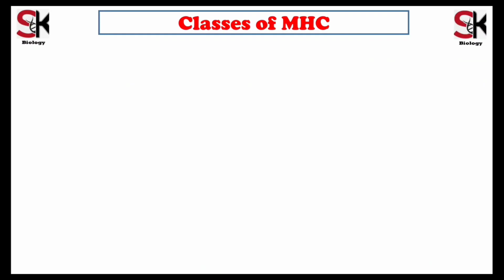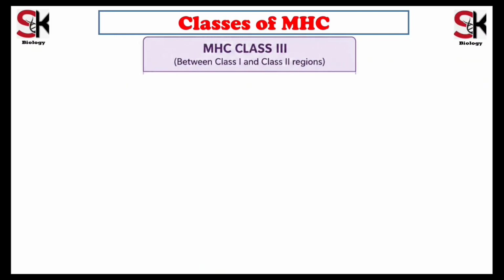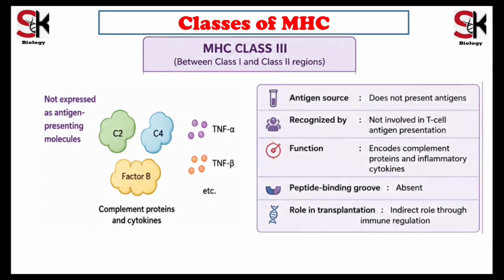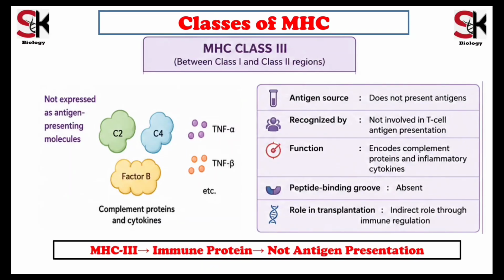Now remember the question I asked earlier. Which class does not present antigen? The answer is MHC class 3. They produce immune proteins such as complement proteins or certain cytokines. The memory trick is MHC3: immune proteins and not antigen presentation.